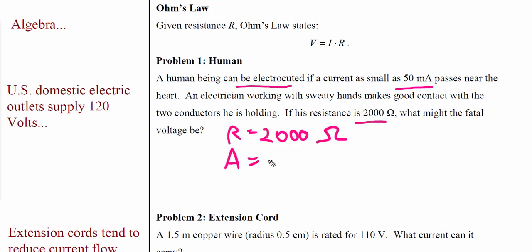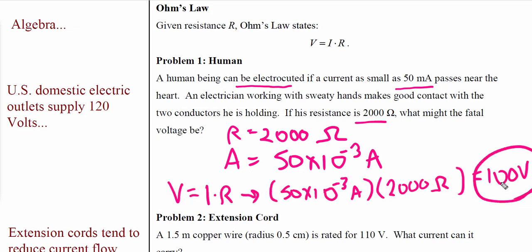The current is going to be 50 milliamps, which is to be converted to 10 to the negative 3 amps. What would the voltage be? What would the fatal voltage be if it's applied with 50 milliamps? Well, from Ohm's law, we know that V is the current times the resistance. We get 100 volts in this situation.